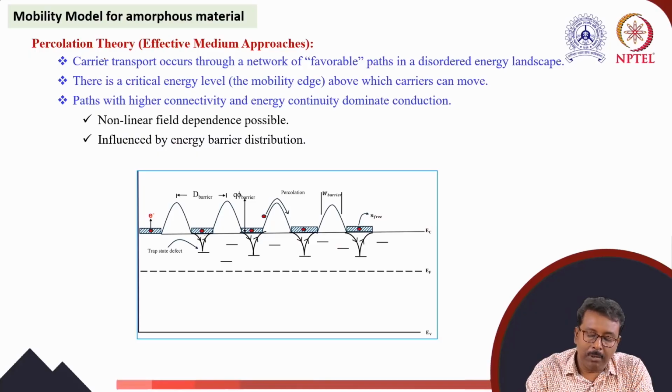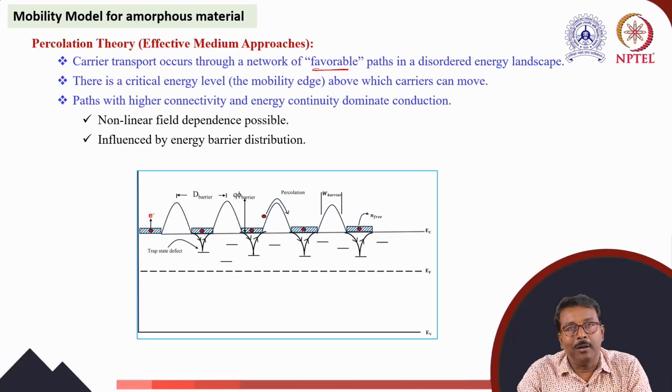Another model is called percolation theory, which is also called the effective medium approach. In that case, carrier transport occurs through a network of favorable paths. Favorable paths means when some path looks favorable, maybe hopping, maybe thermionic emission, any one. So favorable paths in a disordered energy band gap material is called percolation.